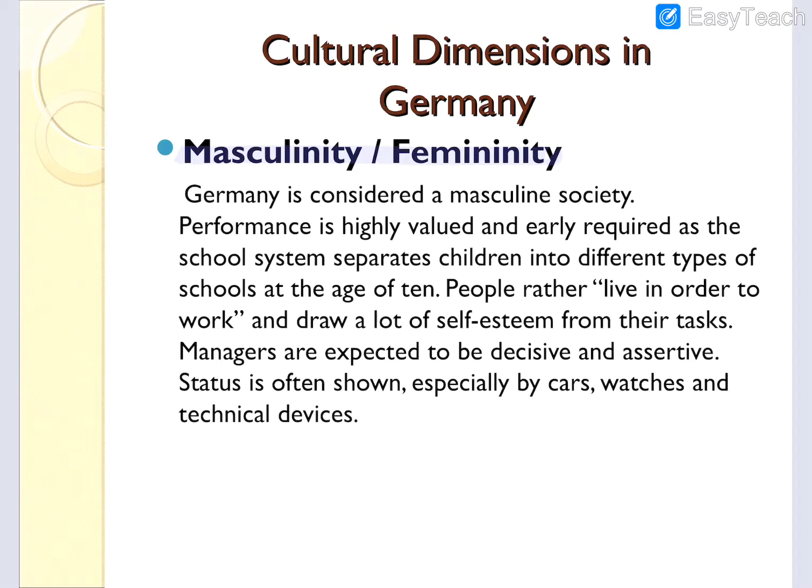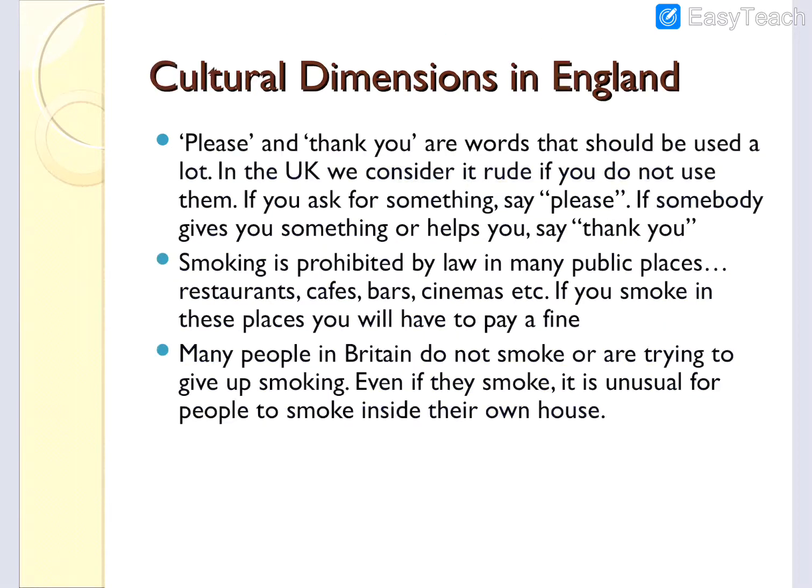Masculinity and femininity. Okay. Germany is considered a masculine society, so performance is highly valued and required early, as the school system separates children into different types of school at the age of 10. People rather live in order to work and draw a lot of self-esteem from their tasks. Managers are expected to be decisive and assertive. Status is often shown, especially by cars, watches, and also technical devices. So if you have a technical device, you have a good car, you have branded watches, you are actually under masculinity. Okay, in Germany they are like that.